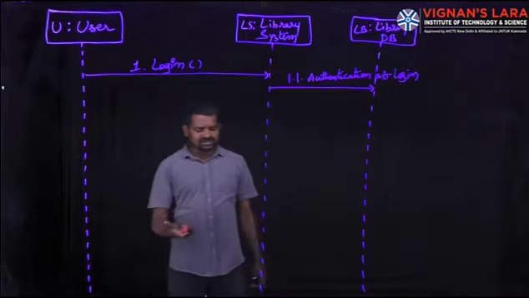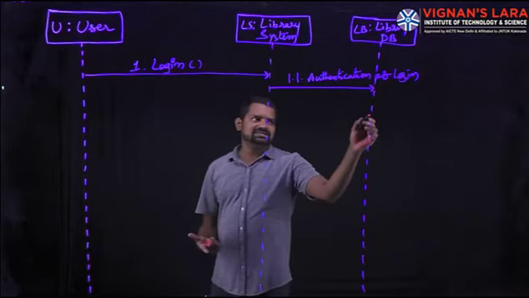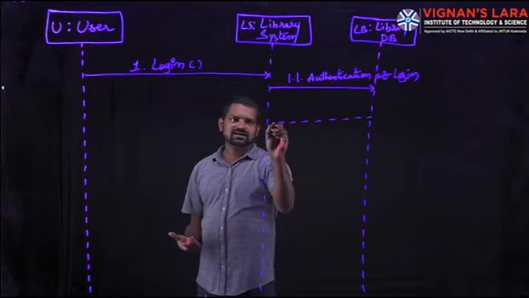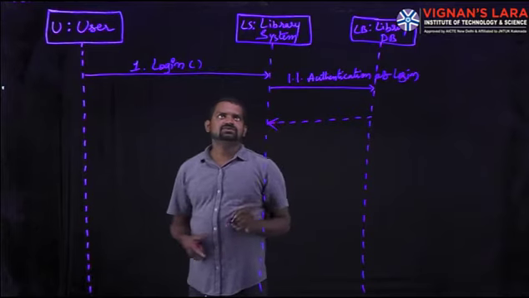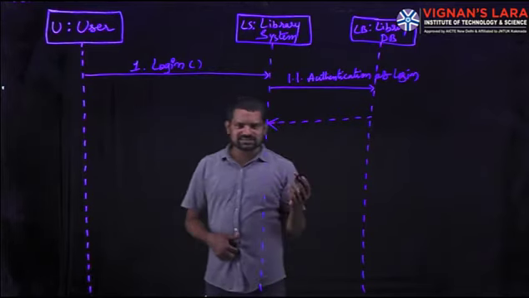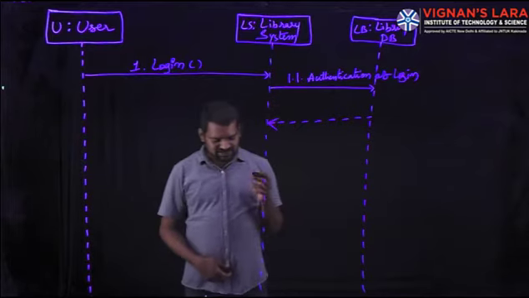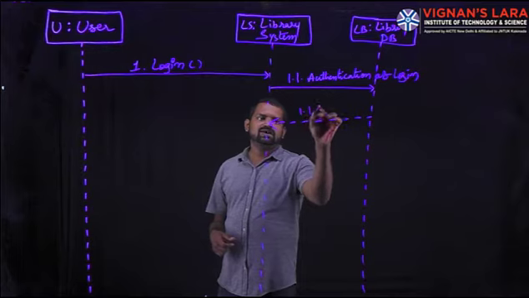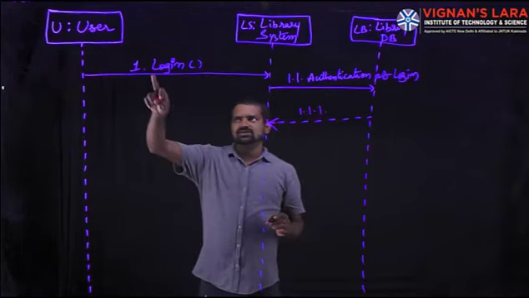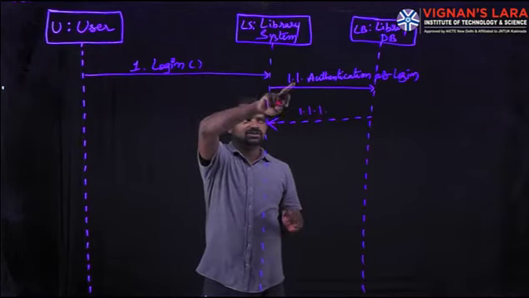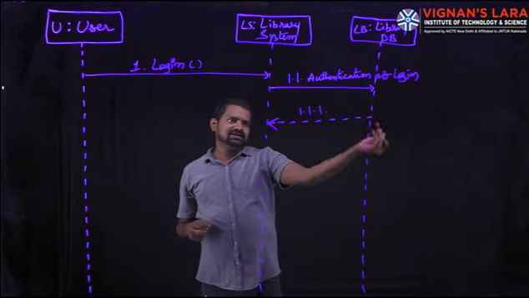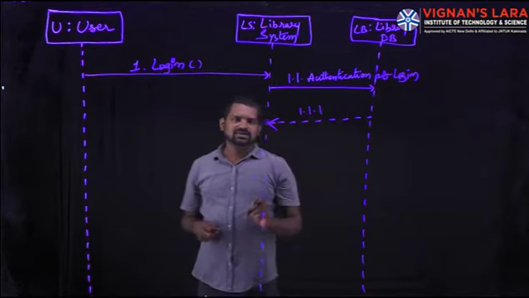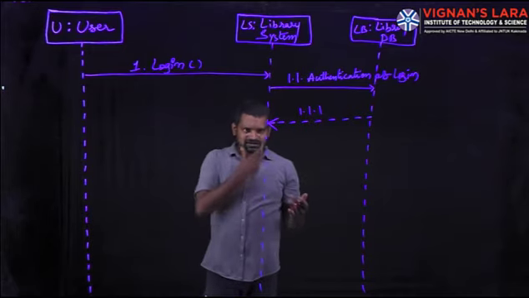So checking authentication, which sends acknowledgement to the library system. Database will send the acknowledgement to the library system. So that is 1.1.1. This is login 1.1 authentication. After that, which requires the dotted back arrow 1.1.1.